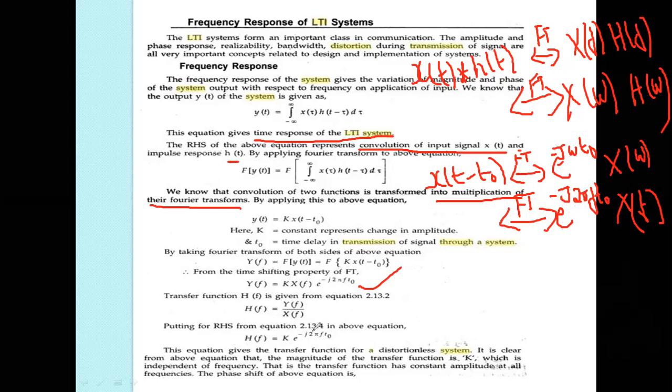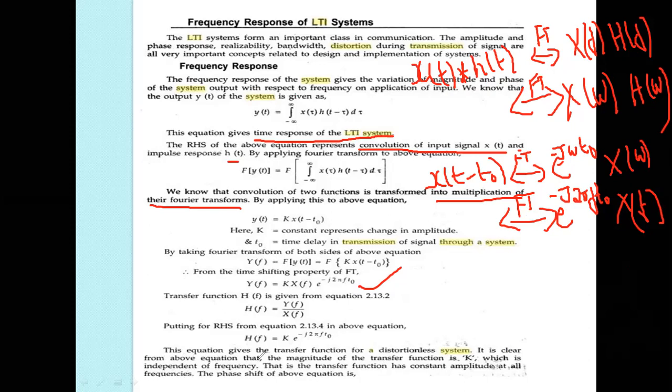Bring the RHS in the above equation, 2.13.4. In the above equation, h of f is equal to k into e power minus j 2 pi f t naught. So y of f over x of f is nothing but h of f. H of f is equal to k e power minus j 2 pi f t naught. This equation gives the transfer function for a distortionless system. Okay, my dear students.